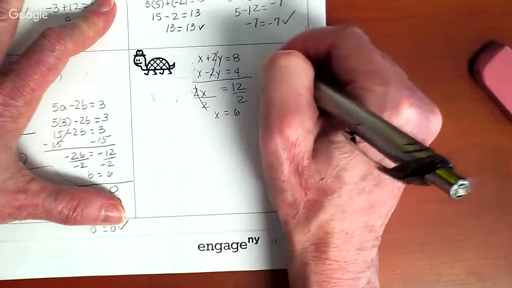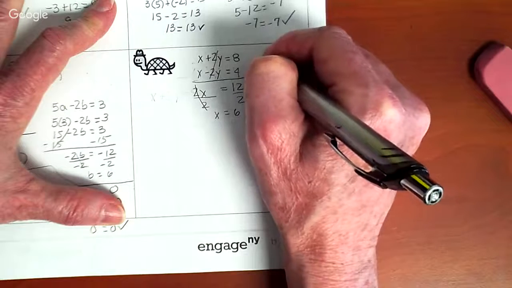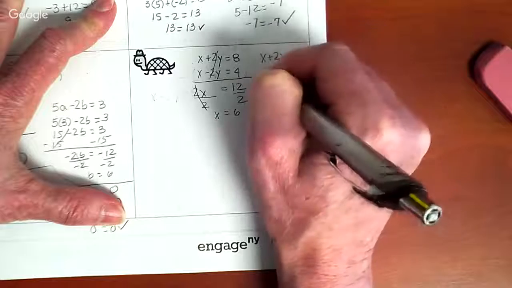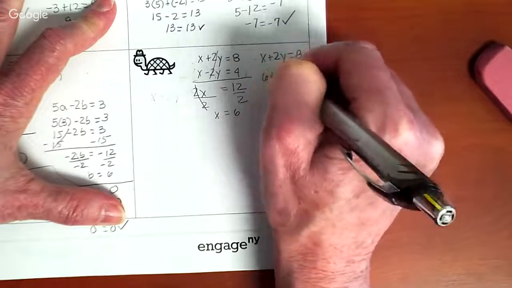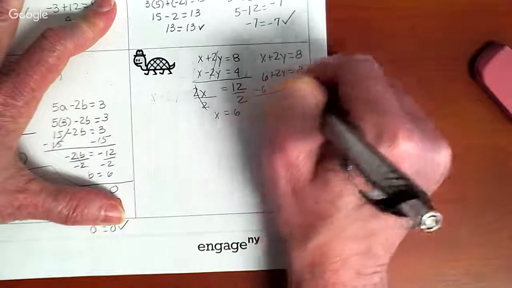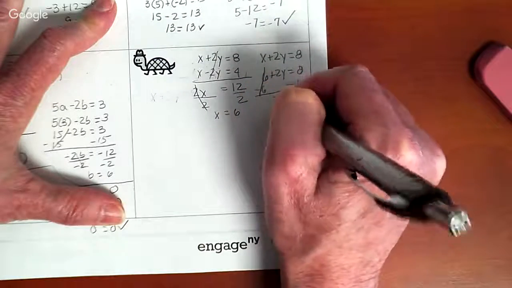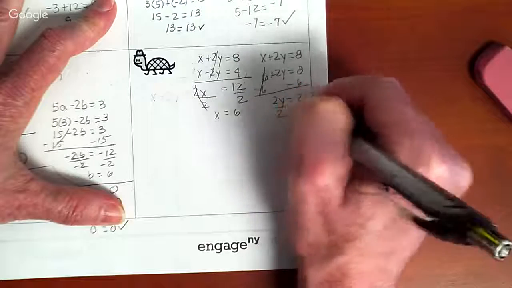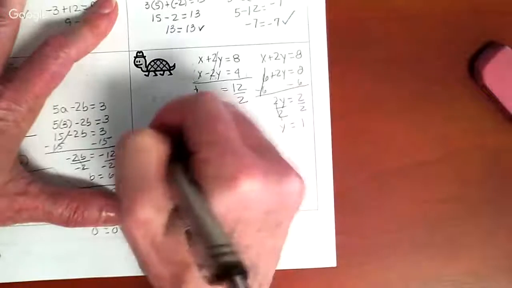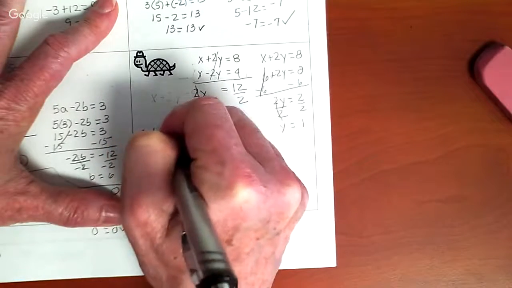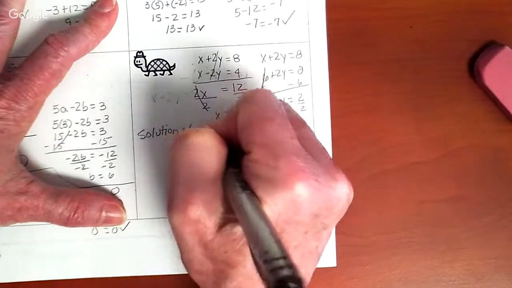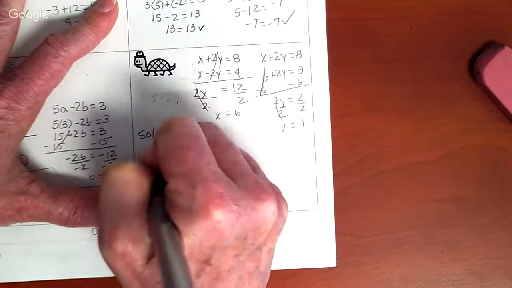So I'm going to put it in the top one. Doesn't really matter. So x plus 2y equals 8. 6 plus 2y equals 8. Minus 6, minus 6. 2y equals 2. Divide both sides by 2. y equals 1. So my solution is 6, 1.